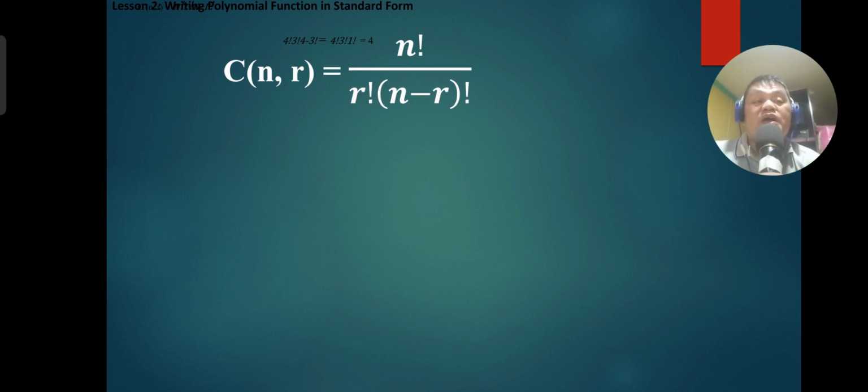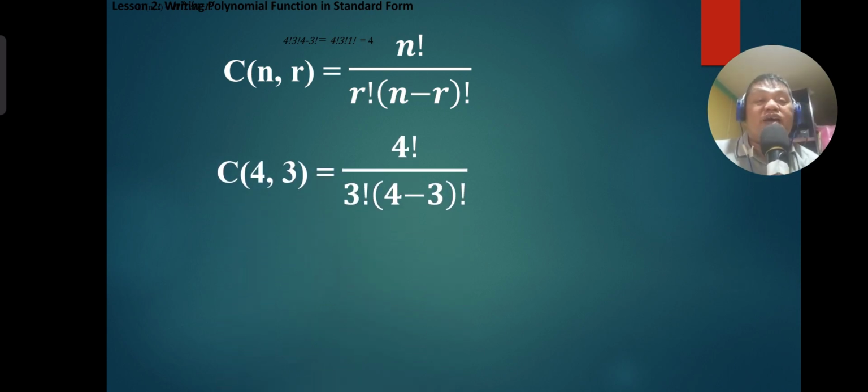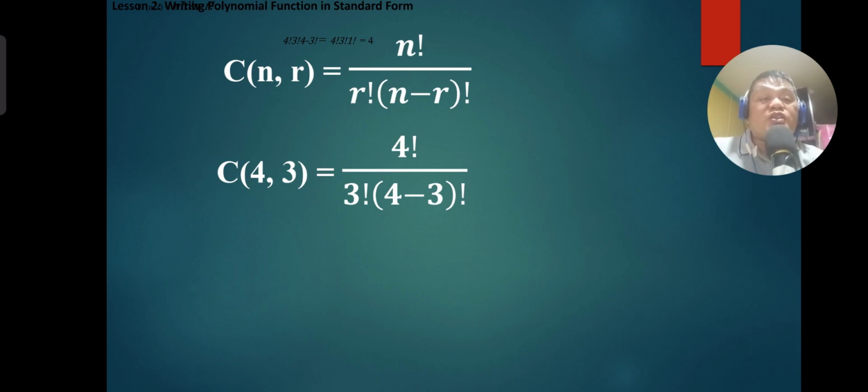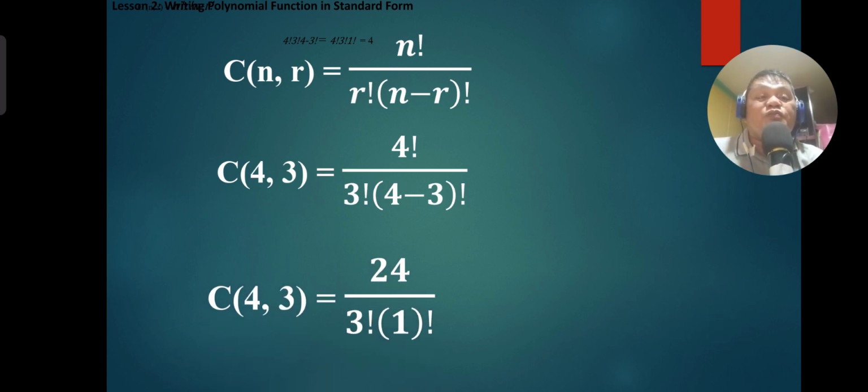So this time, we are going to substitute the value of n equal to 4 and r equal to 3. So this will be equal to 4 factorial over 3 factorial times 4 minus 3 factorial. 4 factorial is the same as 4 times 3 times 2 times 1, which is equal to 24. And then 3 factorial over 4 minus 3, which is 1 factorial.